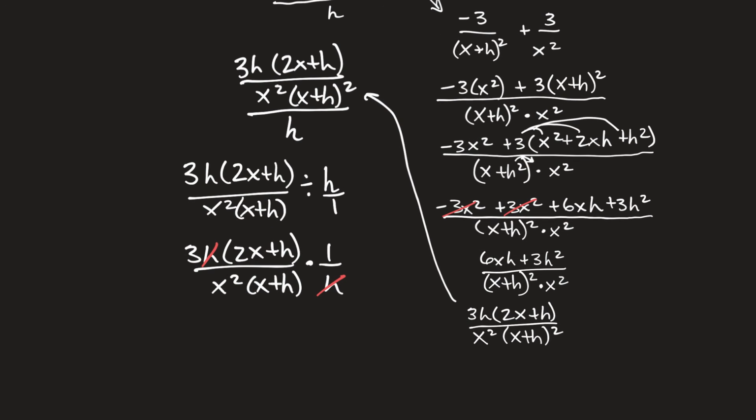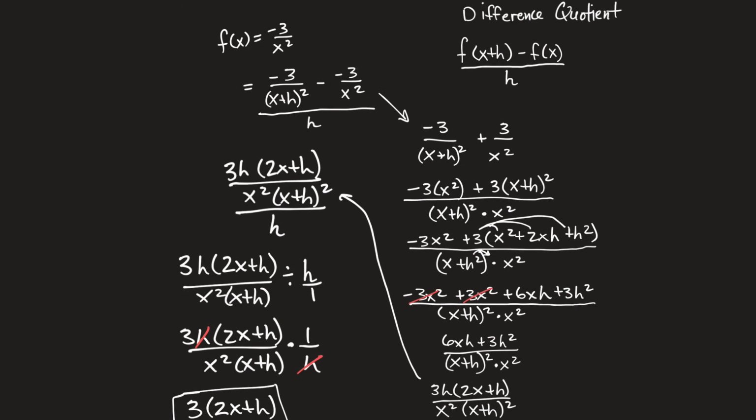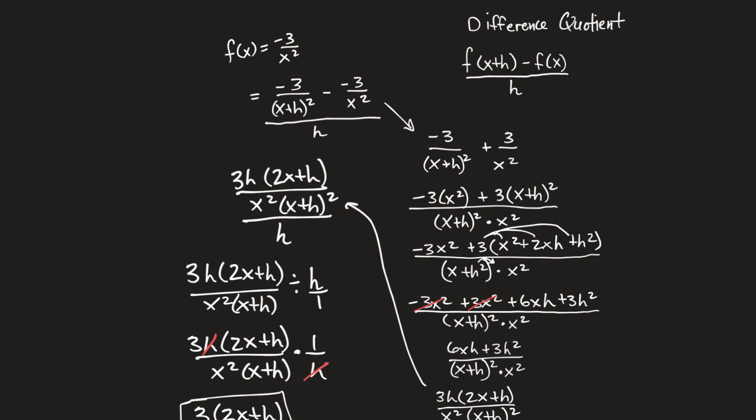and you're finally left with, it's the moment we've been waiting for here. It's 3 times the quantity (2x plus h) all over x squared times (x plus h) squared. And that is our final answer with all that work. There you go. Difference quotient, sorry, for precalculus.